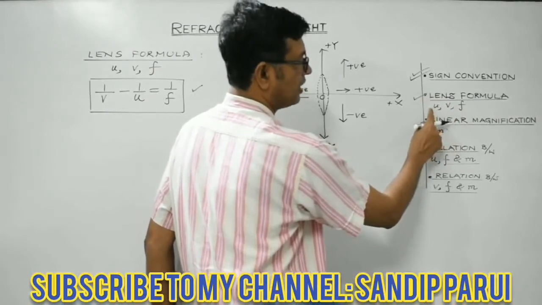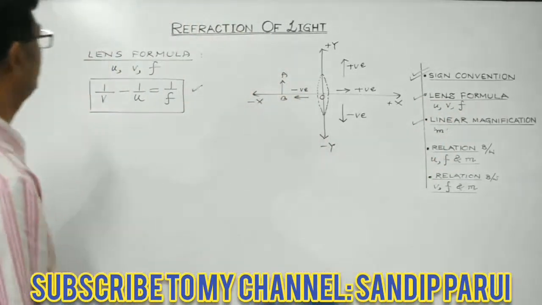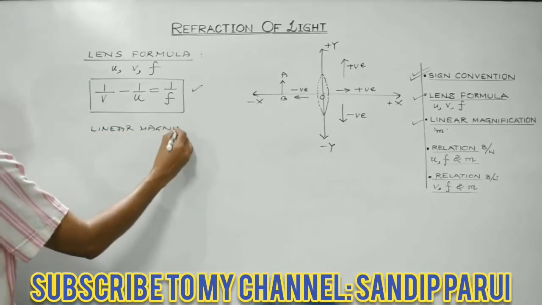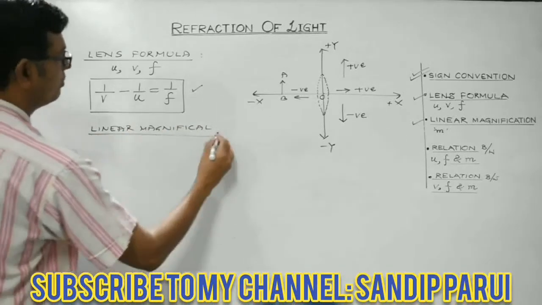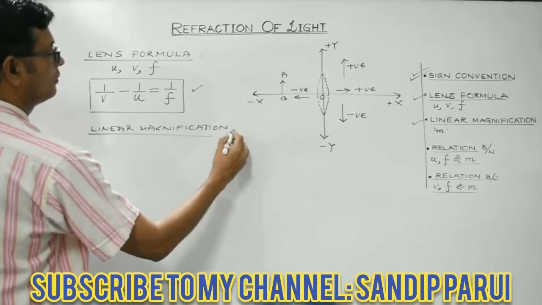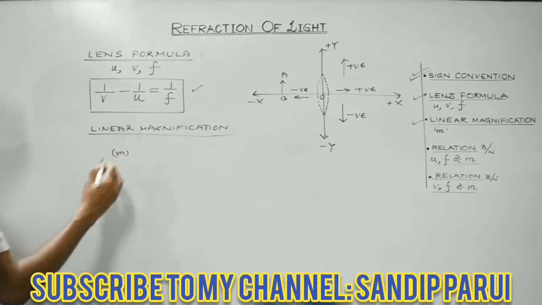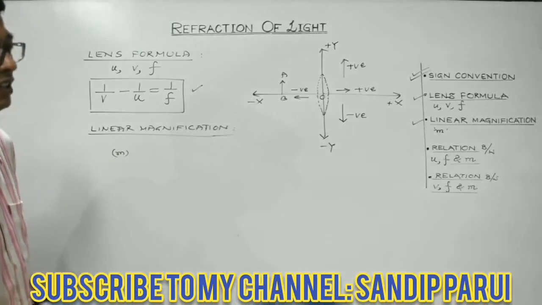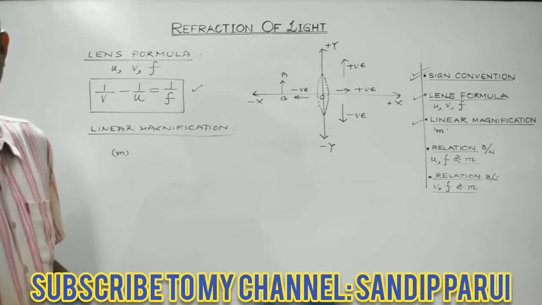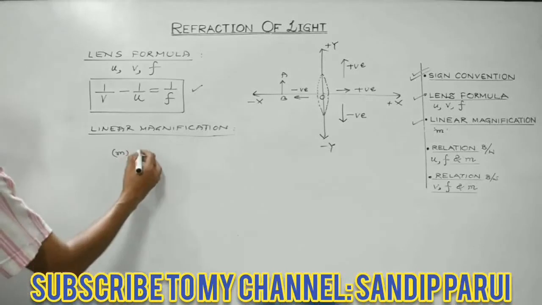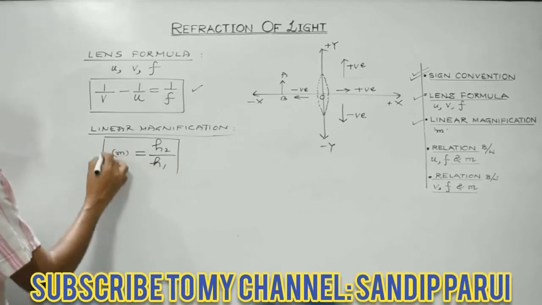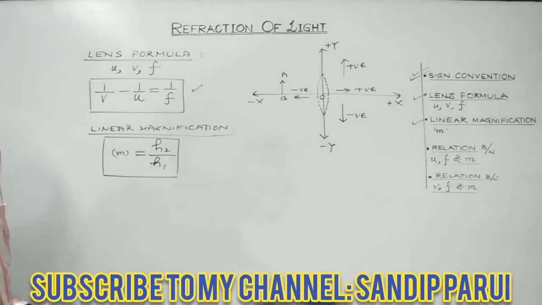Formula, mathematical expression connecting u, v and f. Then linear magnification. Now this topic we have already done while dealing with mirrors, magnification. As you are aware, it's denoted by small letter m, linear magnification. And actually it is the ratio of the size of the image to the size of the object. So it is given by h2 divided by h1. This is the mathematical formula for the linear magnification.